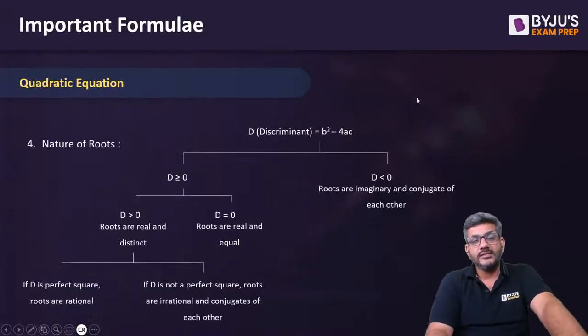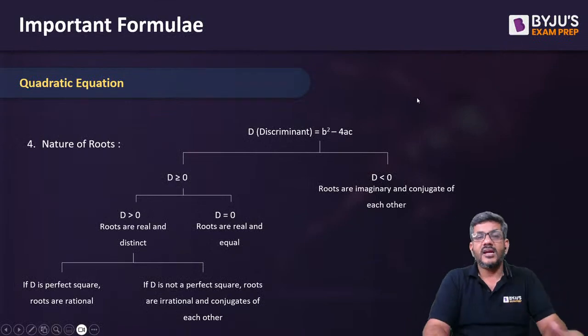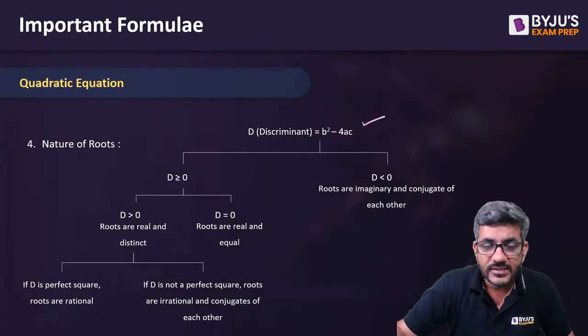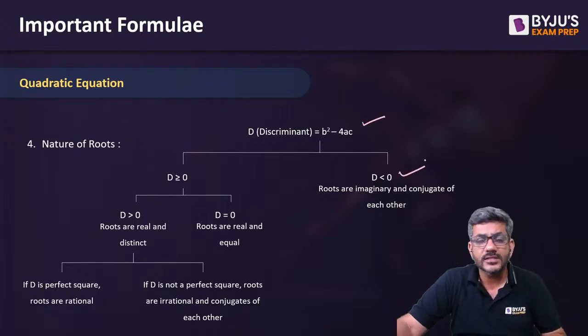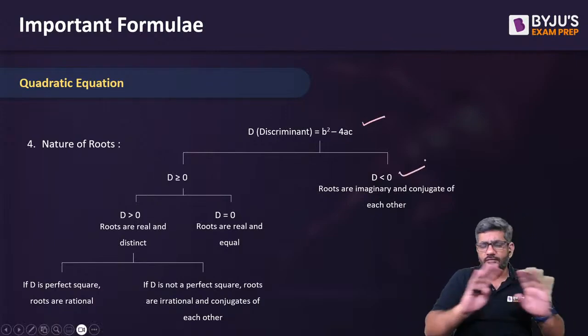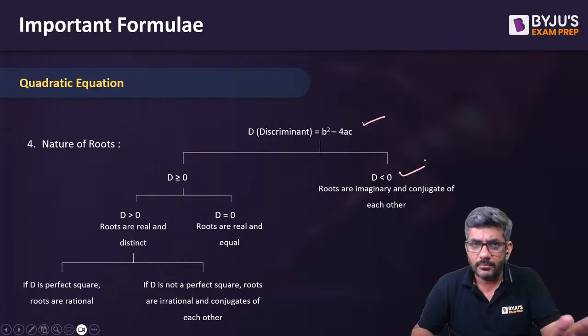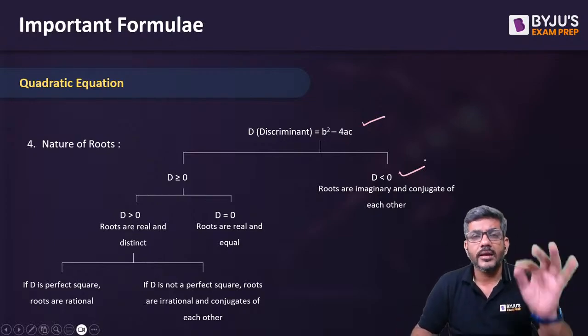The second thing now is about discriminant. Discriminant आप सब जानते हैं, b square minus 4ac. What if it is less than 0? We have imaginary roots which are conjugate of each other. What is conjugate? I do not know. Do not worry about it. It's not important. Only thing is roots are imaginary.